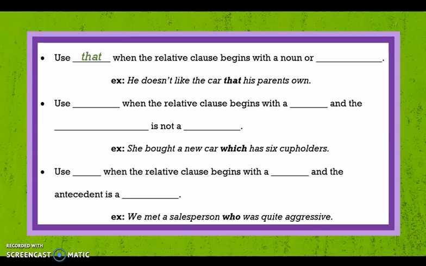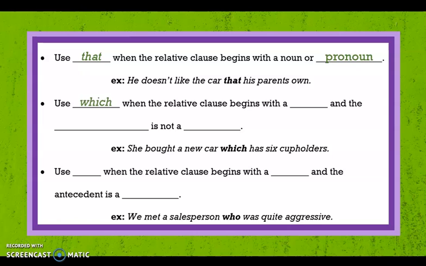In English, you use the word that when the relative clause begins with a noun or pronoun. Here's an example. He doesn't like the car that his parents own. Okay, there the relative clause is his parents own, and it's introduced by the relative pronoun that, because his parents is a noun. All right, notice we have our main clause there. He doesn't like the car, so our antecedent is the car, and the relative clause gives us more information about that car. It tells us that it's the car his parents own.